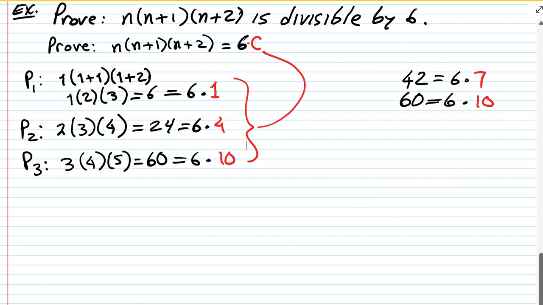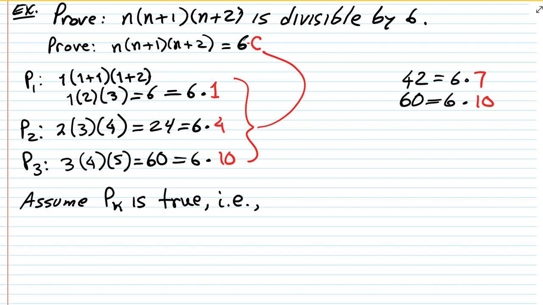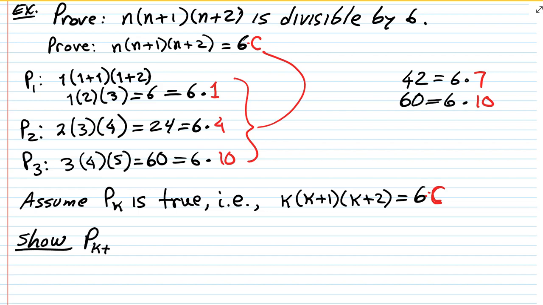Now from this we generate our induction hypothesis. So here's our induction hypothesis. We're going to assume P sub k is true. That is, the product of k, k plus 1, k plus 2 is equal to 6 times a constant c. Okay, 6c. We can do that. And now we want to show, and here's the challenge, P sub k plus 1 is also true.